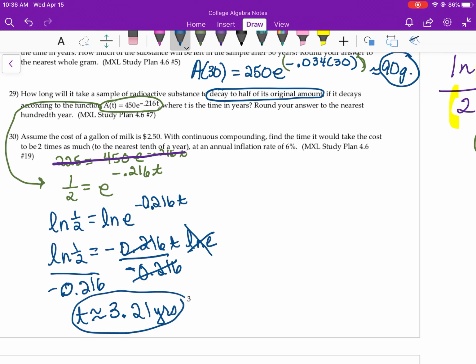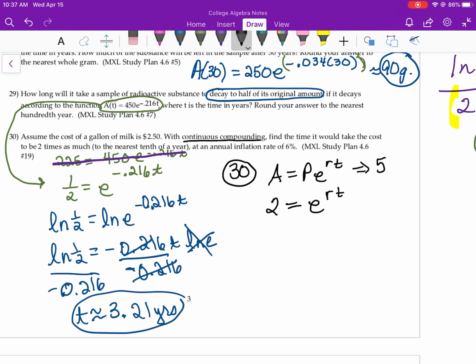And finally, number 30. Assume the cost of a gallon of milk is $2.50. Continuous compounding. Find the time it will take the cost to be twice as much. So we're going to double the price. So I'm going to compare that to the last problem we did. In the last problem, we were doing half of the substance. Now we're doubling. So if I start with this equation and we double, that constant's going to go right to 2. And that's the same as using $5 here.